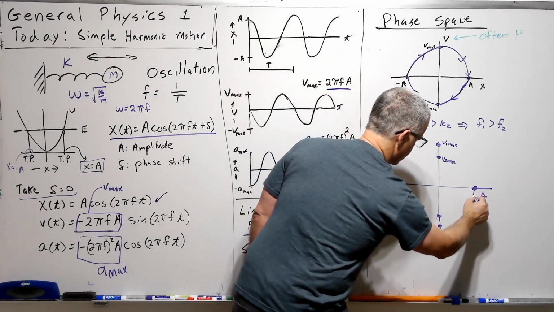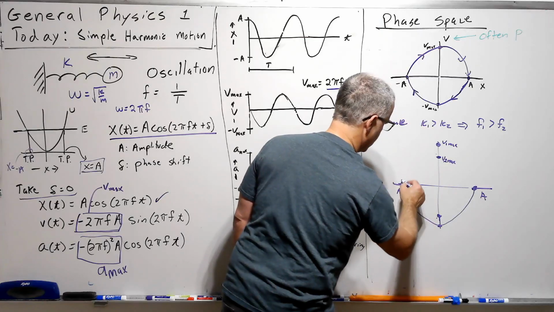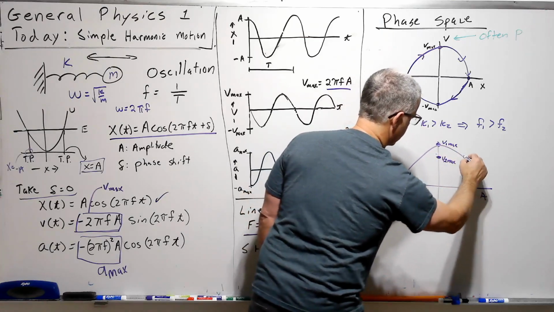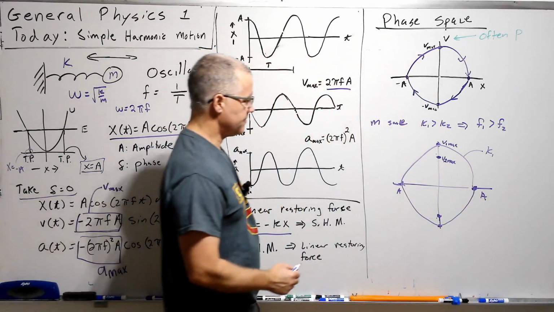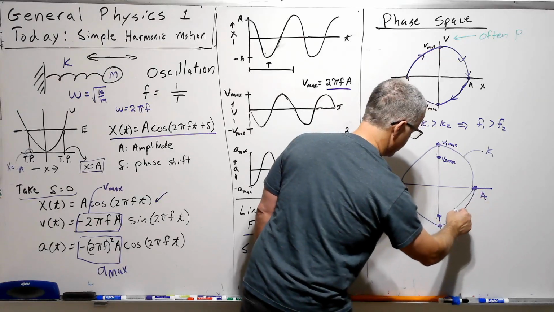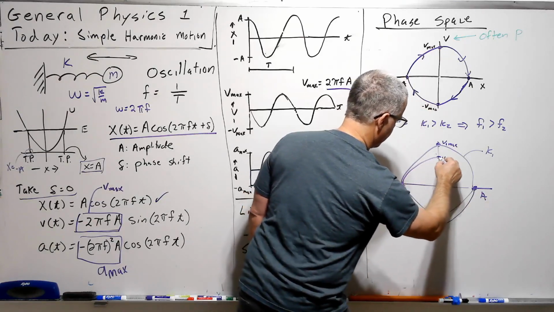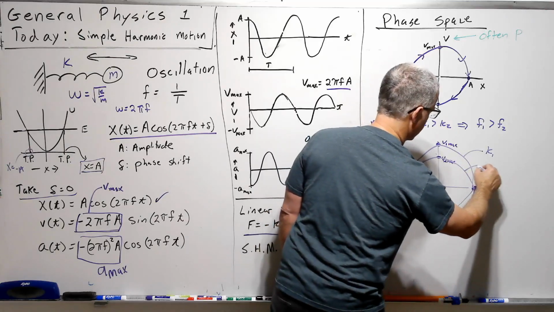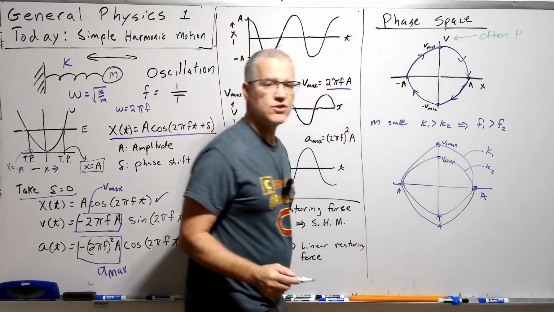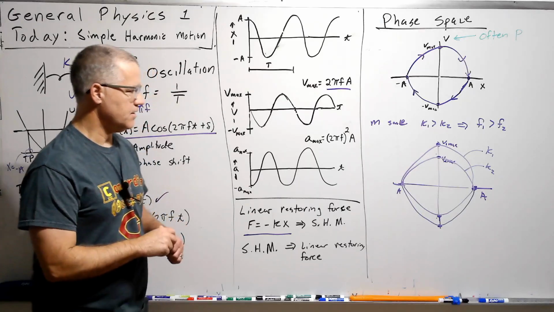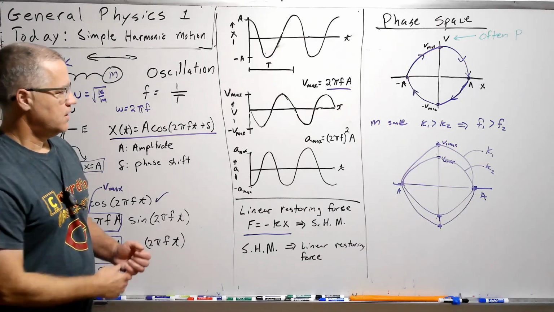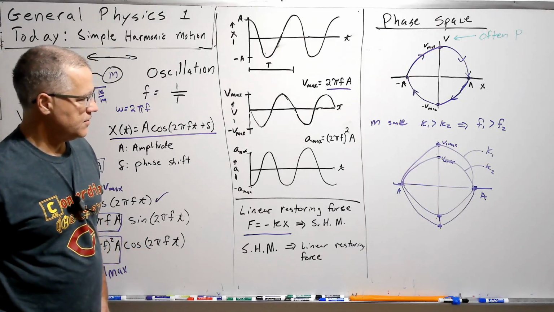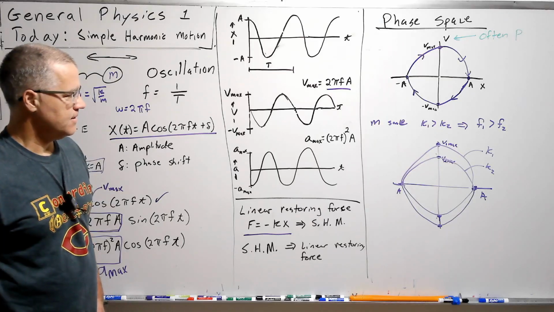And so then this is going to be for the K1 case, the stronger spring, and that will be for the K2 case. That's if we've pulled the mass back to the same spot. Okay? Let's do one more.